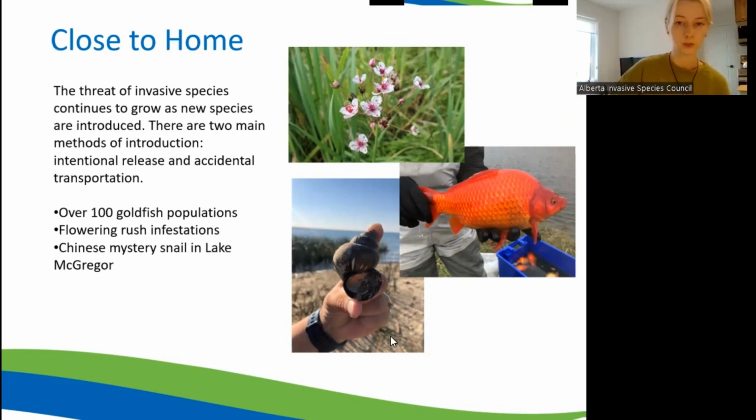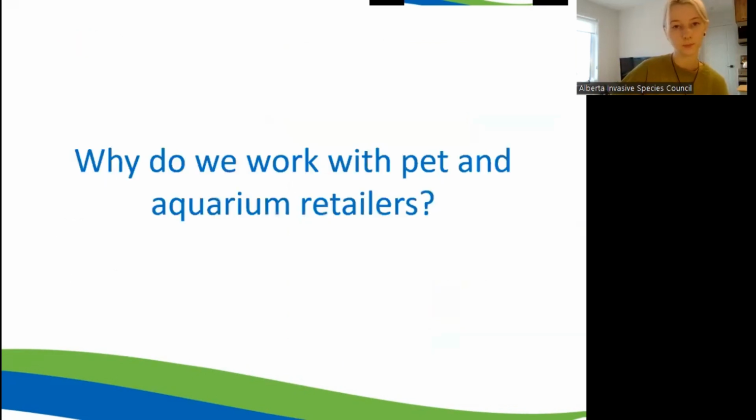Then down here we have Chinese mystery snail. There's a large population of this snail in Lake McGregor, which is just east of Calgary. It's the only known location in the province. Again, the result of intentional release. These snails can clog water intake pipes like zebra mussels, and they can also transmit disease and parasites to fish and other wildlife. They also compete with native snails for food, and they adversely affect the aquatic food web.